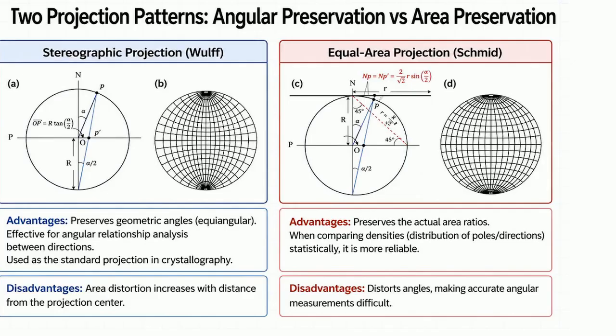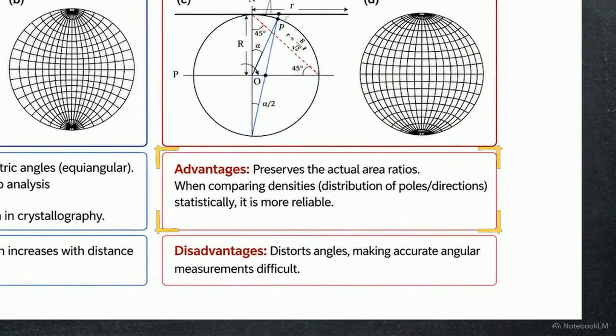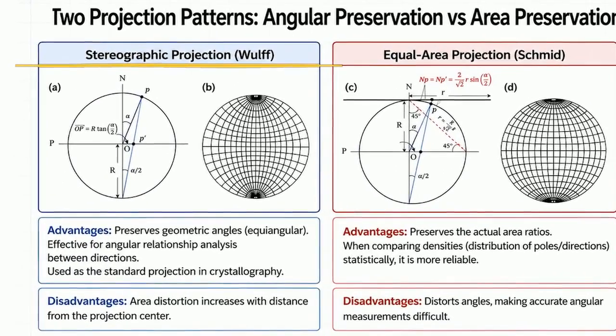This graphic compares the resulting geometries. On the right is the equal area, or Schmidt, projection, noted for its uniform grid density. The Schmidt method preserves area ratios across the circle, making it a reliable choice for comparing statistical density. However, forcing the area to remain constant distorts the intersecting angles of the grid lines, which obscures the geometric relationships between crystal planes. Contrast this with the stereographic, or Wulff, projection, shown on the left.